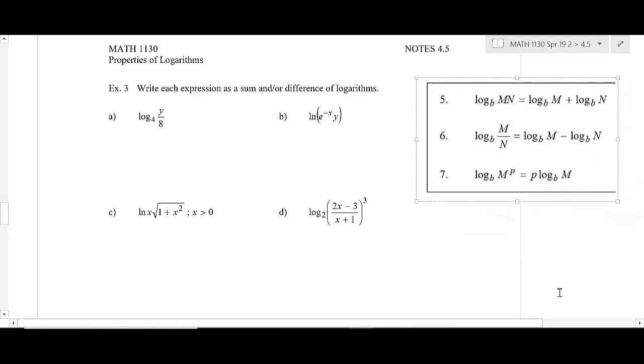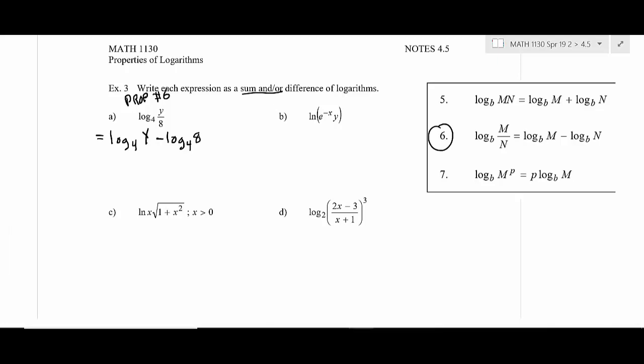All right, so what we do with this one is we're going to write each expression as a sum or difference of logs. So this one would be an illustration of property 6. Some of these start off real simple and some of them get a little more advanced. So this one you would just write as log base 4 of the numerator minus log base 4 of 8. Now we're not going to really work any part of this out. We're just going to use these properties 5, 6, and 7 as we need to. So that's all you would do with that, just break it up like that.